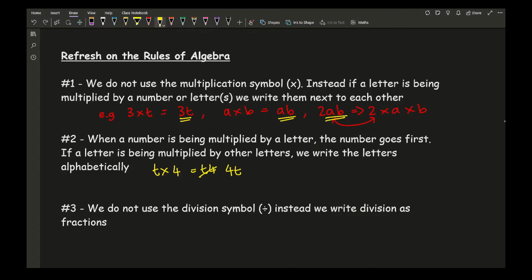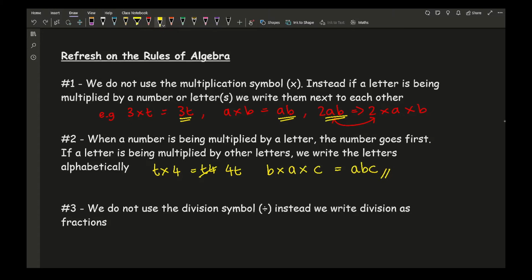And likewise, if we were multiplying letters with letters, then we tend to write the letters in alphabetical order. So if I had b times, let's say a times c, then correctly that would be written as abc. And the final rule of algebra is that we don't use the division symbol.